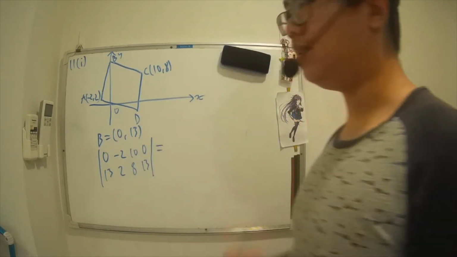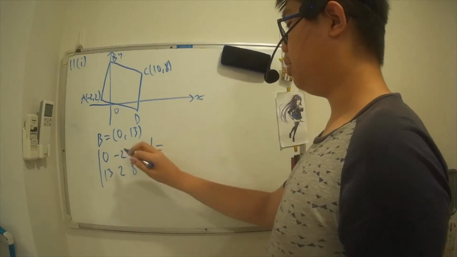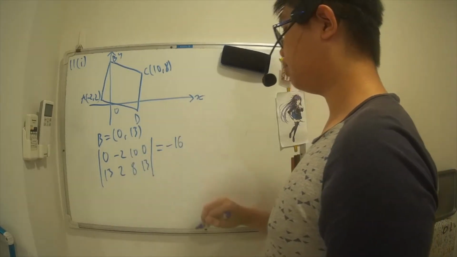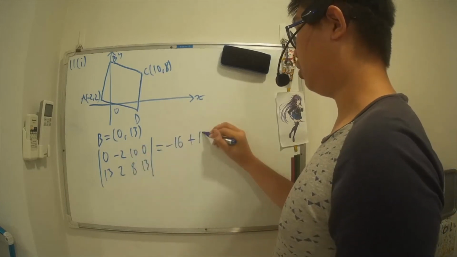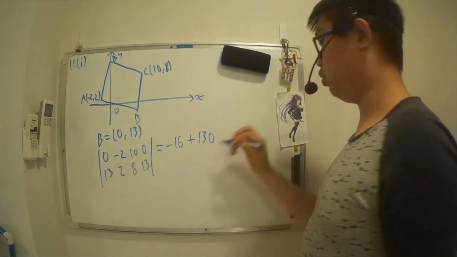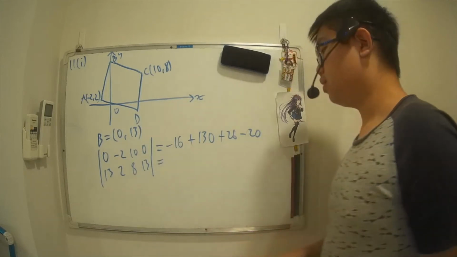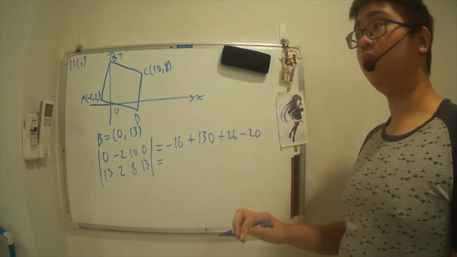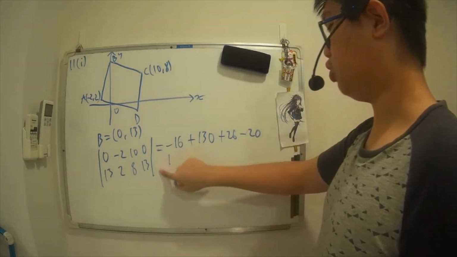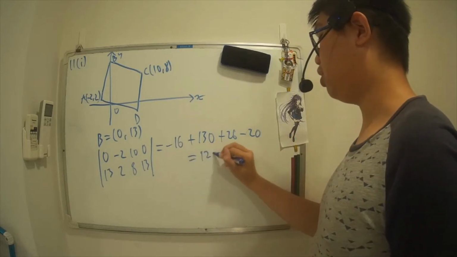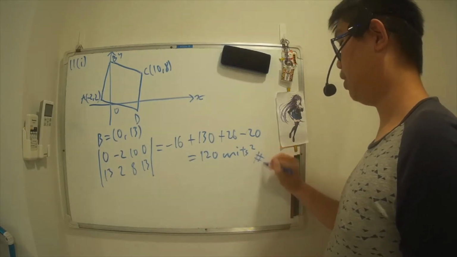Alright, so let's see what this is. We'll start here. So minus 16, and then plus 130, then minus this, 13 minus 2, so this is plus 26, and then minus 20. So this is minus 16 plus 130, so 114, 26, 140, 120. Maybe I should move this over here so it's less confusing. 120 square units. That's it.